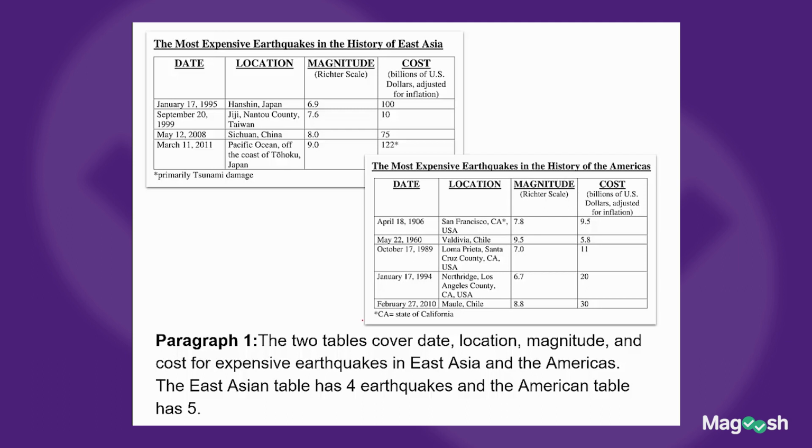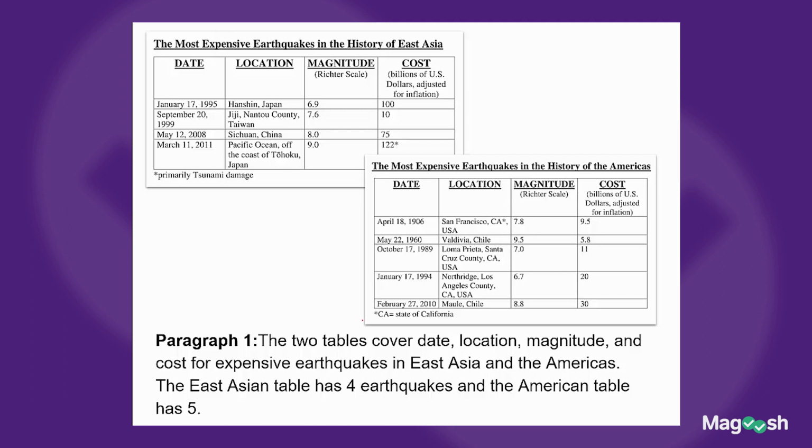Remember, paragraph 1, your goal really is just to summarize the contents of the visuals you're looking at. And so we want to be able to summarize what information the tables include in a very basic way. So we've got two nice little sentences here explaining those things. It says, the two tables cover date, location, magnitude, and cost for expensive earthquakes in East Asia and the Americas. The East Asian table has 4 earthquakes and the American table has 5.